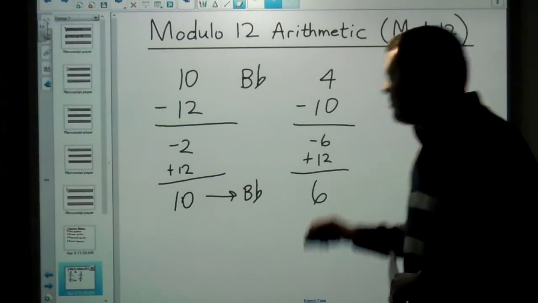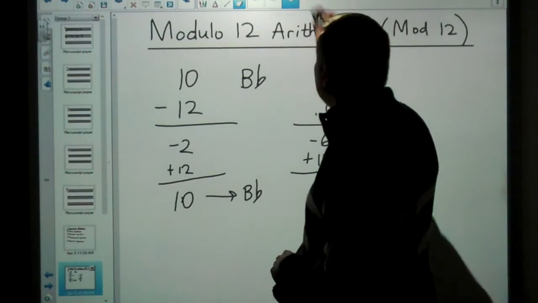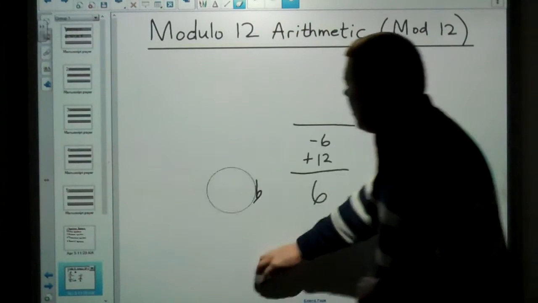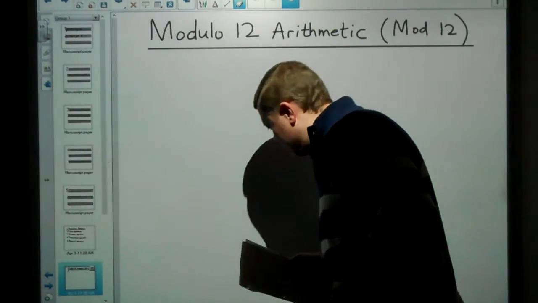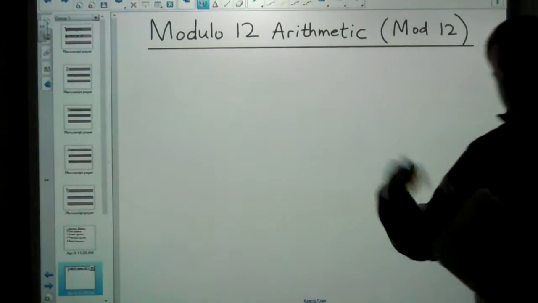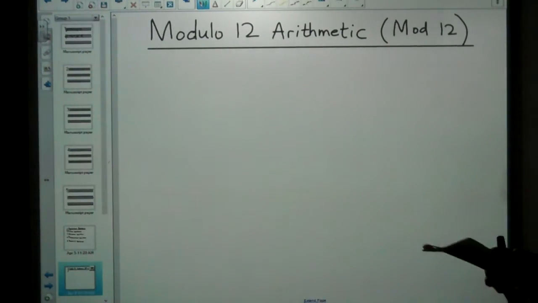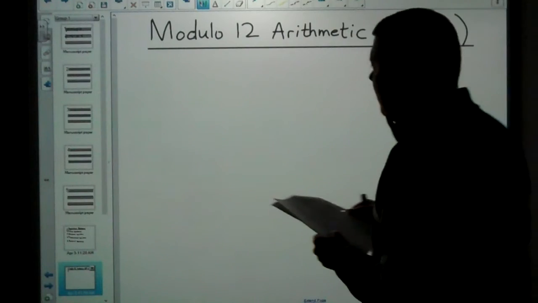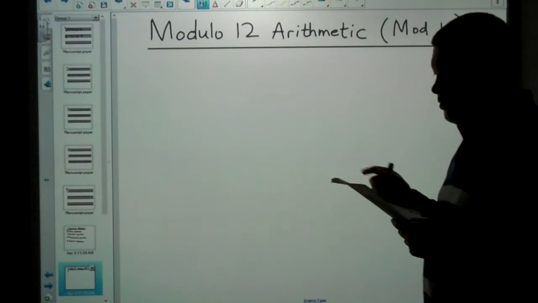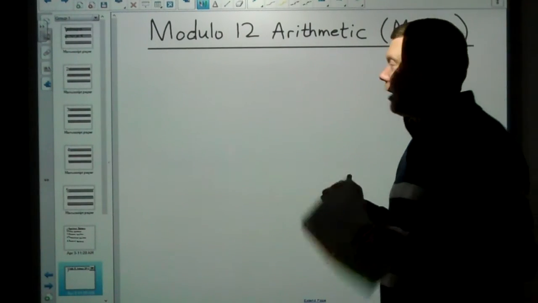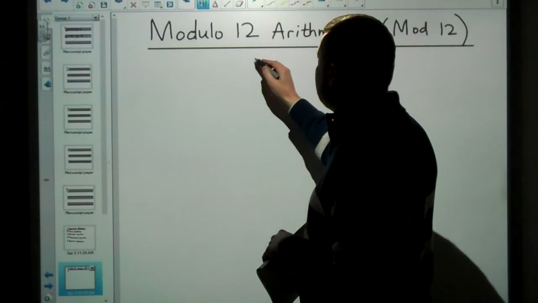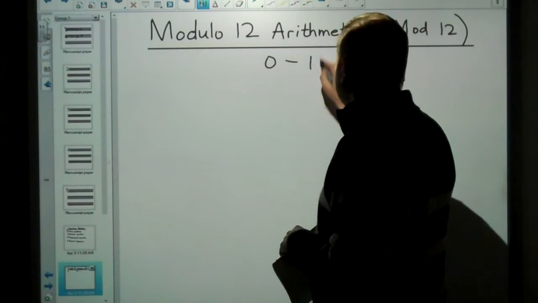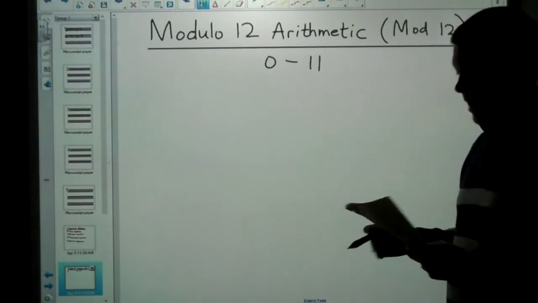Some of the problems on your next homework assignment, which is going to be out of the workbook, are going to ask you to reduce certain integers that are either too big or too small. They're not between 0 and 11, but the instructions will ask you to reduce the integer to an integer mod 12, which means within that magic span of 0 to 11. That's what we're trying to do, get all of our integers within that range.